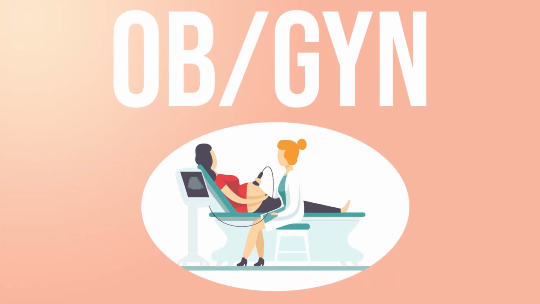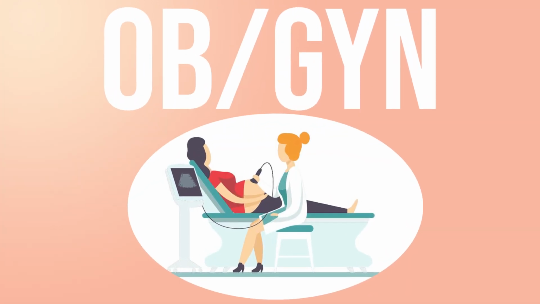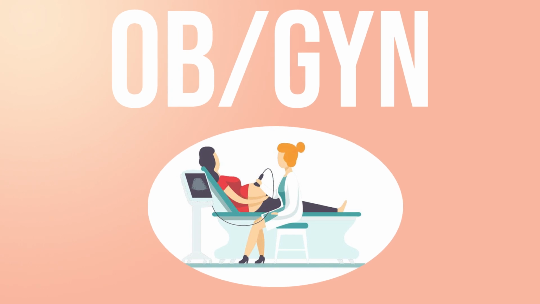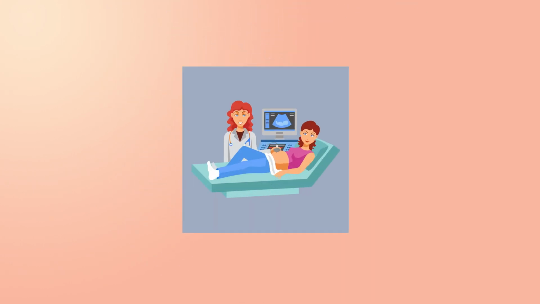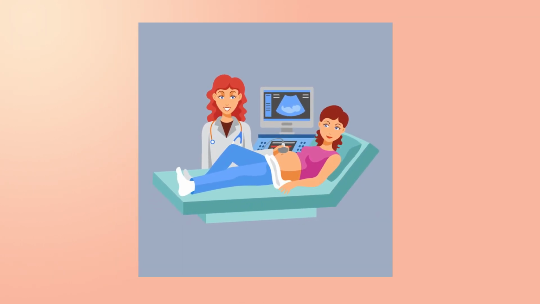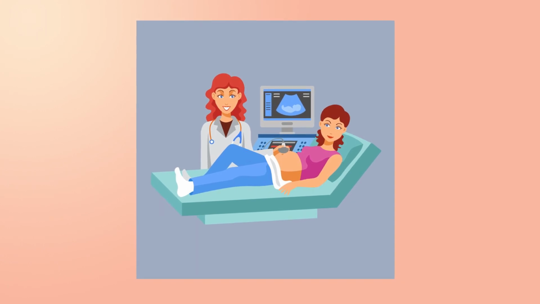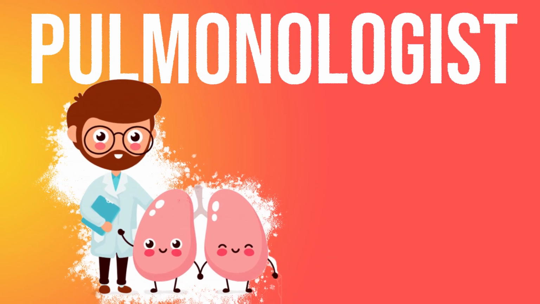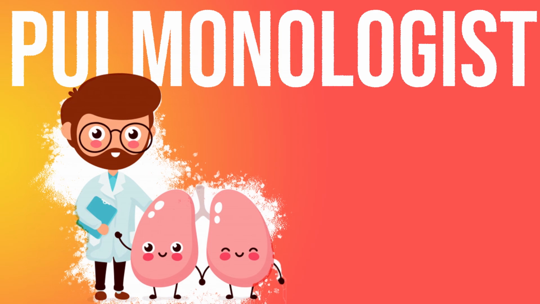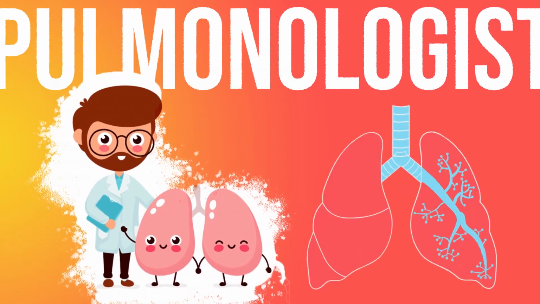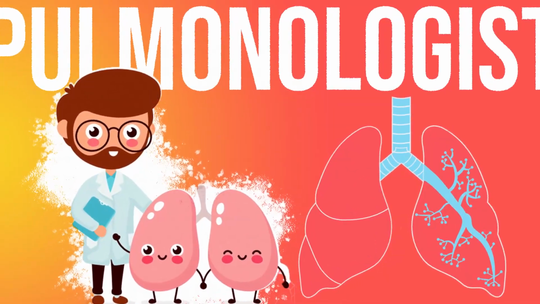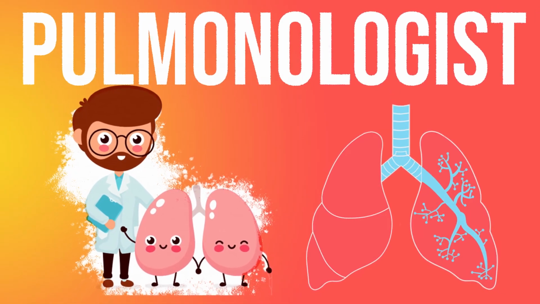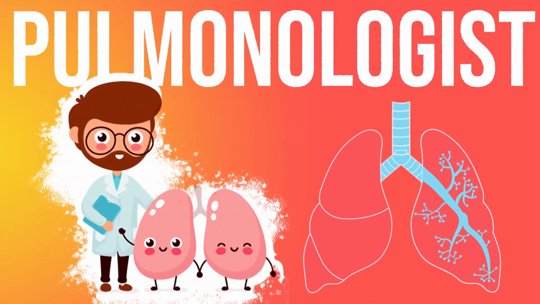10. OBGYN. Also called obstetrician-gynecologists, these doctors specialize not only in pregnancy and childbirth in women, but also in diseases that affect the female reproductive system. 11. Pulmonologists. Pulmonologists are the doctors who specialize in respiratory organs such as the lungs, the airway, as well as the respiratory muscles.